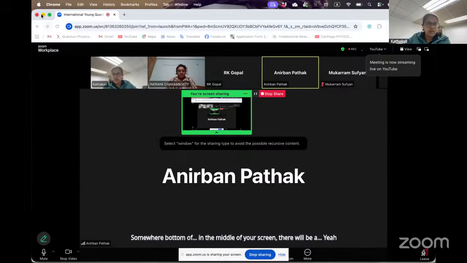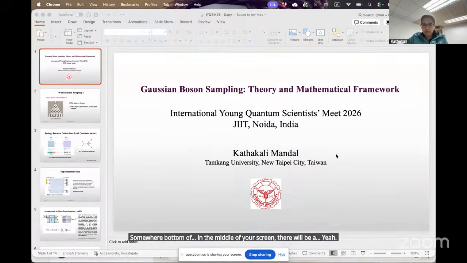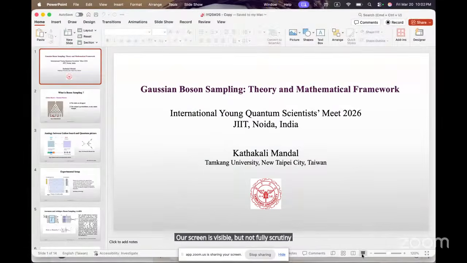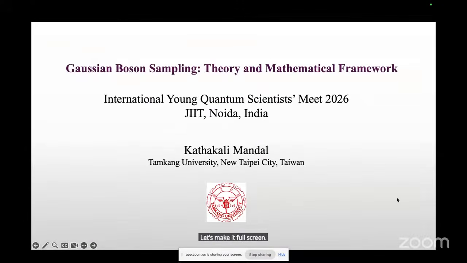I can't share. Wait, there is an arrow. Click on the arrow, somewhere at the bottom in the middle of your screen. Oh, yes. Your screen is visible, but not full screen. Let's make it full screen. Is it fine now? Yes, perfect.